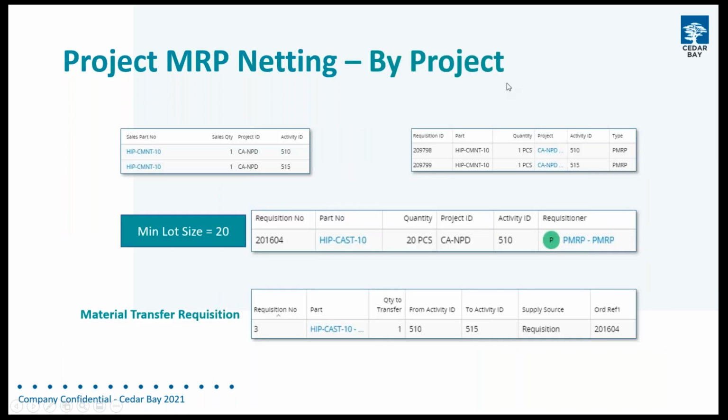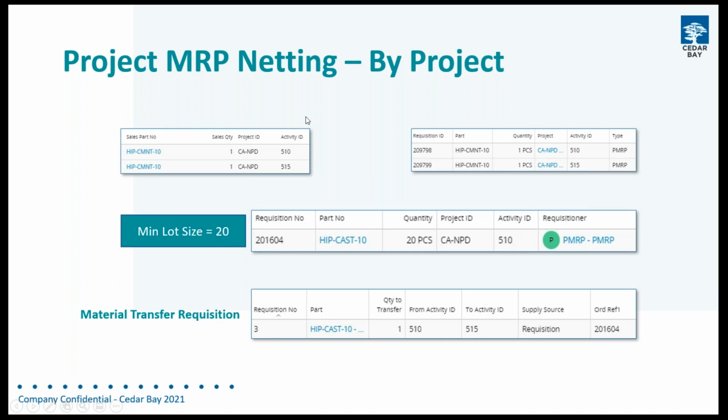So let's have a quick look now. I'm just going to pick the by project example. This could just as easily be by group as well, but I've only got one project in my example, so it's a project example. And we go back and look at the situation of having the sales quantities of one each and connected to two different activities, and we go through and create the shop orders. In this case, we're looking at activity 510 first, and we hit the minimum lot size requirement. So a quantity of 20 pieces of supply is generated by PMRP for activity 510.